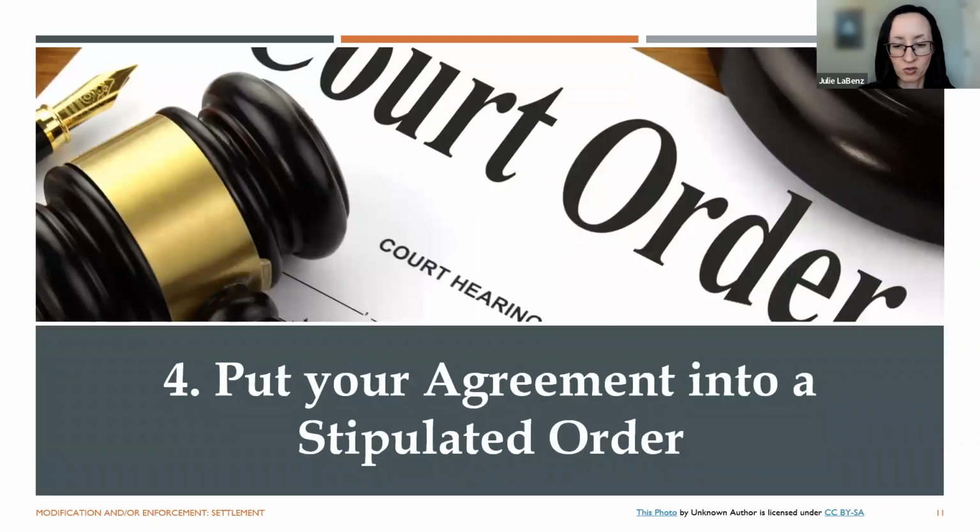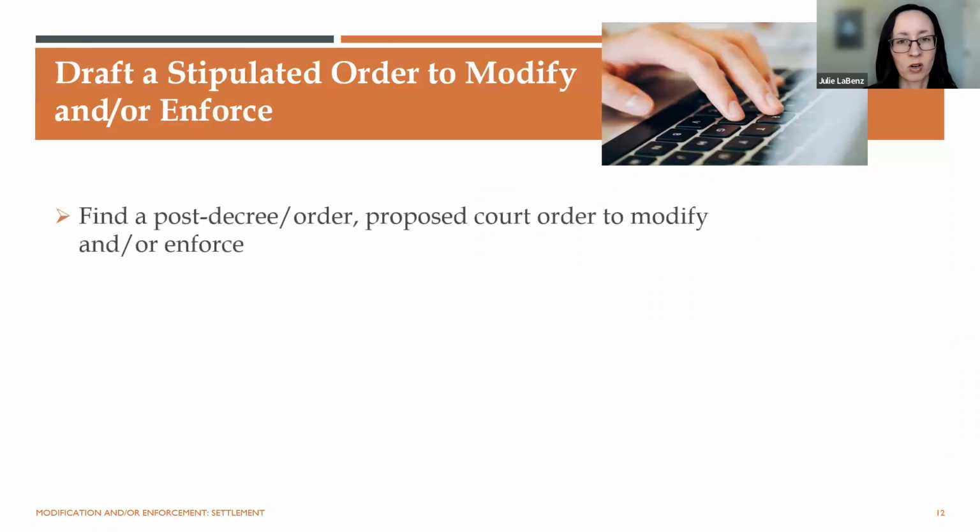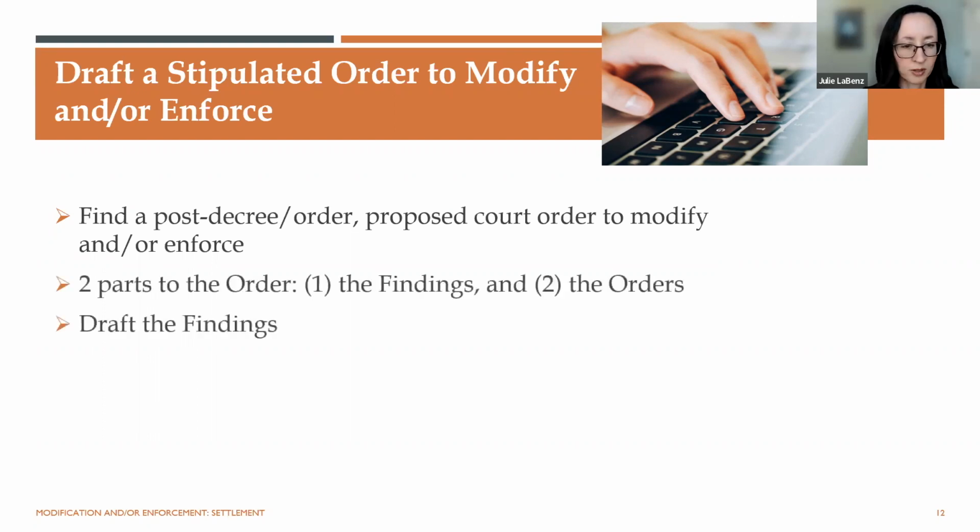What happens if you reach an agreement? If you do, then the terms of the agreement need to be put into a stipulated order. So you're going to need to draft a stipulated order to modify and/or enforce. You can find a post-decree order and proposed court order to modify and/or enforce. So you'll go to your county court website, look at their proposed forms, go into the post-decree or post-order section, and look at orders to modify and/or enforce, and use those to create a proposed order.